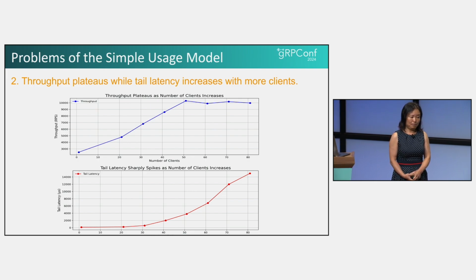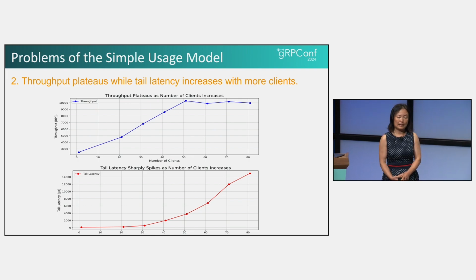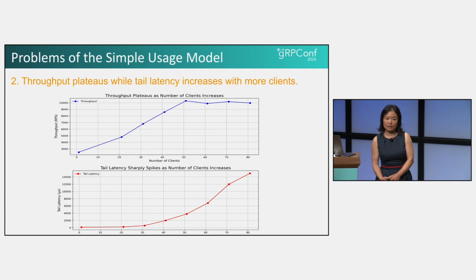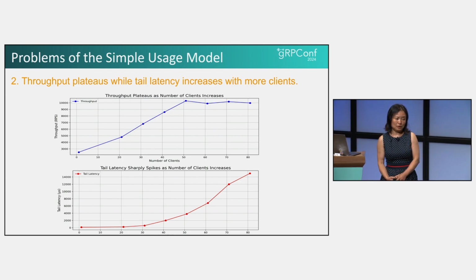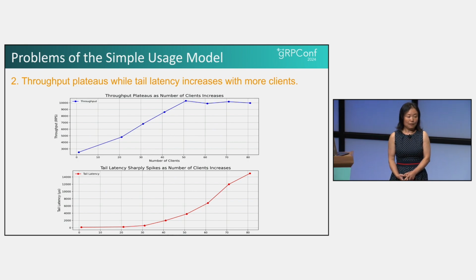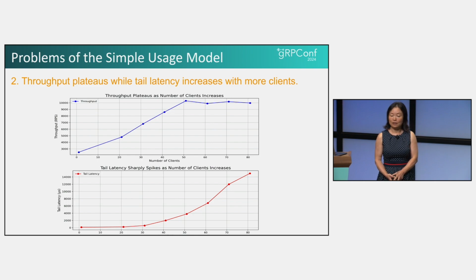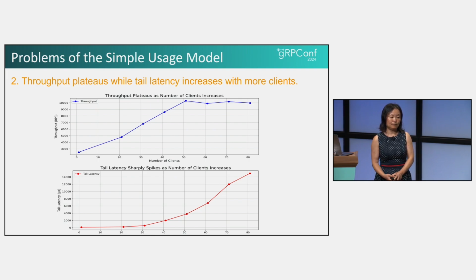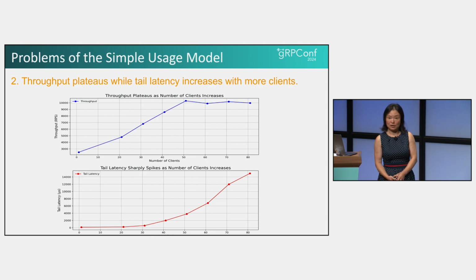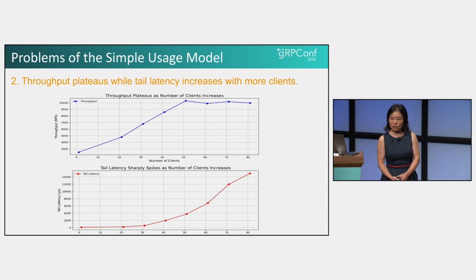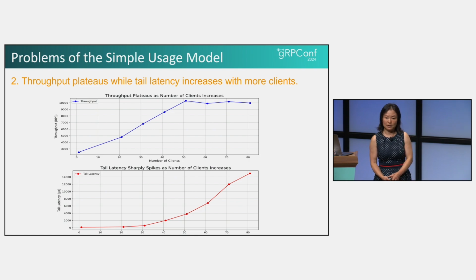The combination of throughput plateau and the sharp rise in tail latency clearly demonstrates the limitations of the simple usage model when scaled. The cause of this problem is the thrashing that we mentioned earlier. While the system is able to handle a moderate load effectively, it struggled at a higher volume, leading to significant performance degradation.